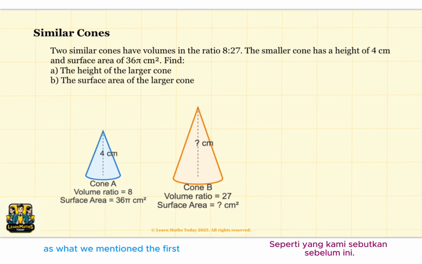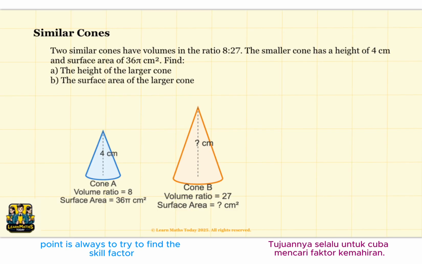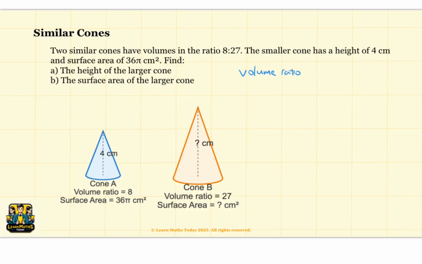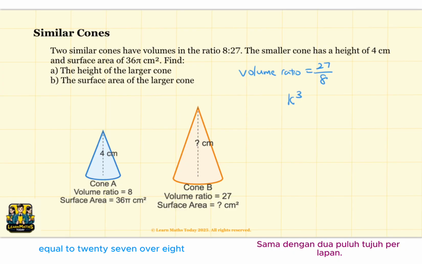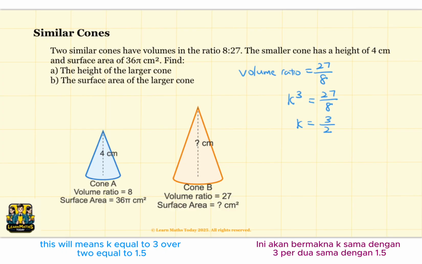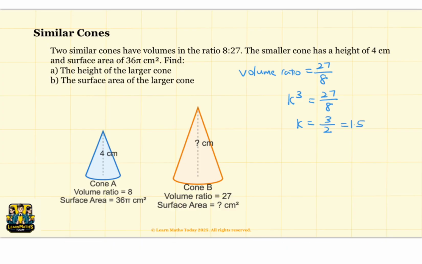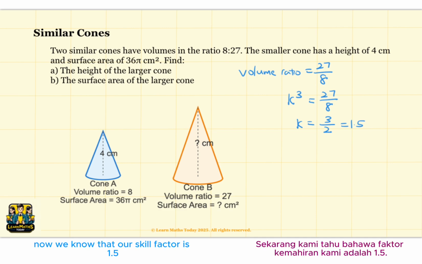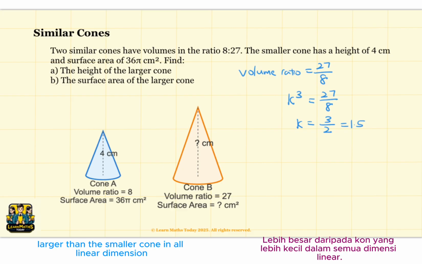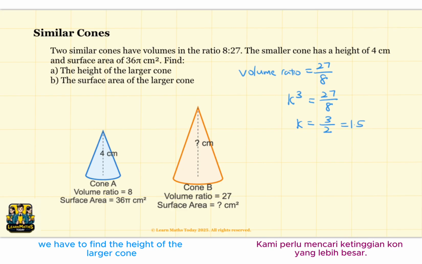As we mentioned, the first step is always to try to find the scale factor. In this case, we have the volume ratio, so we can write it as k cubed equal to 27/8. And we should know that this means k equals 3/2, which is 1.5. Now we know that our scale factor is 1.5, meaning the larger cone is 1.5 times larger than the smaller cone in all linear dimensions.